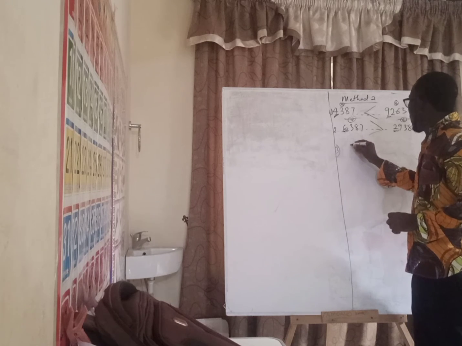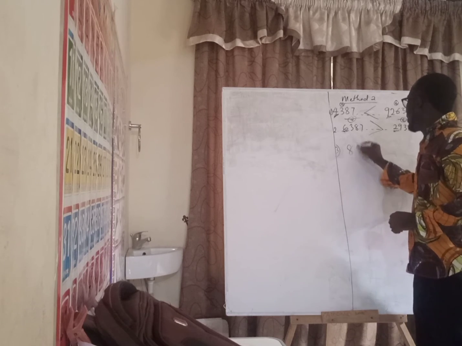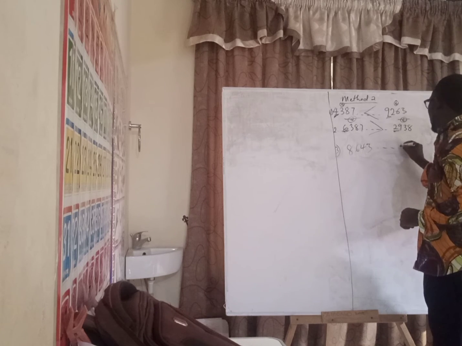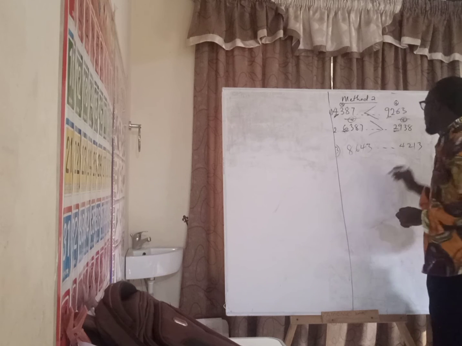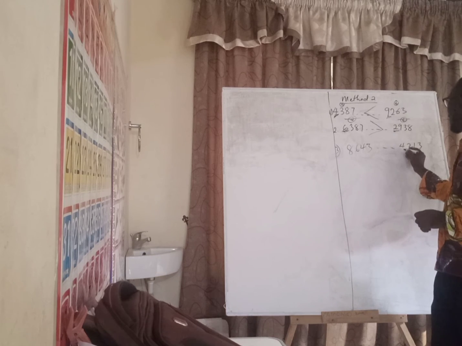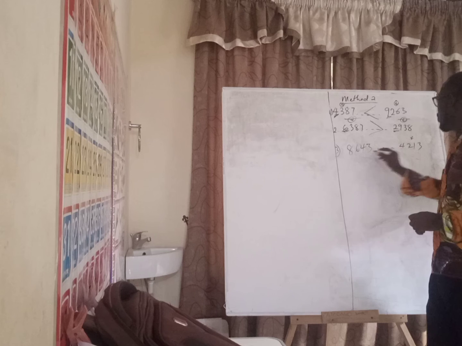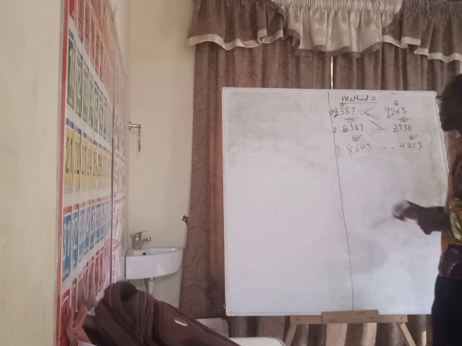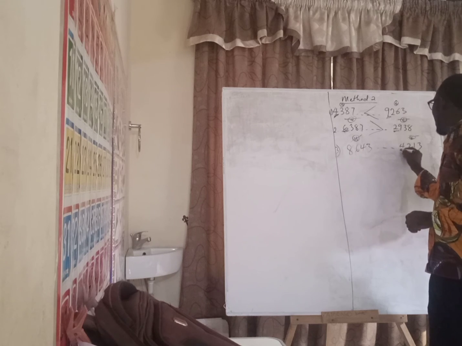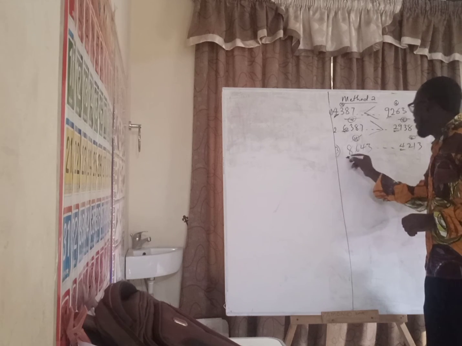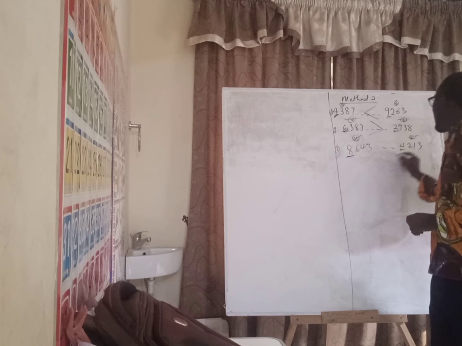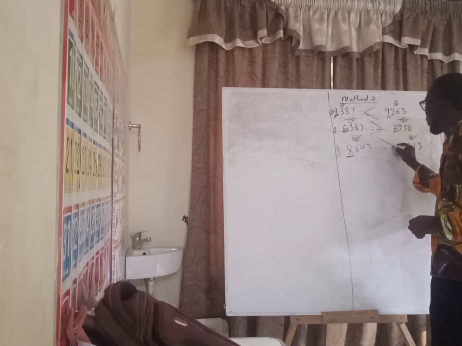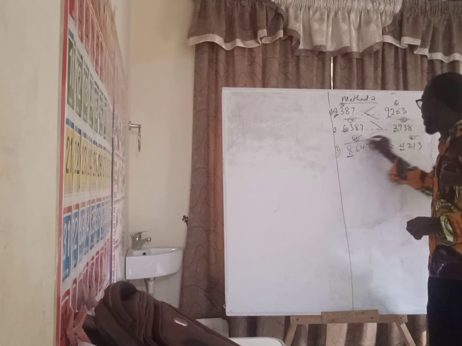All right. So 8,643 and 4,213. We compare, you realize that 1, 2, 3, 4 and 1, 2, 3, 4. So the first method cancels each other. Then you apply the second method, that is 4,000 and 8,000. So 8 is bigger than 4. And then the symbol will point towards the bigger fish.